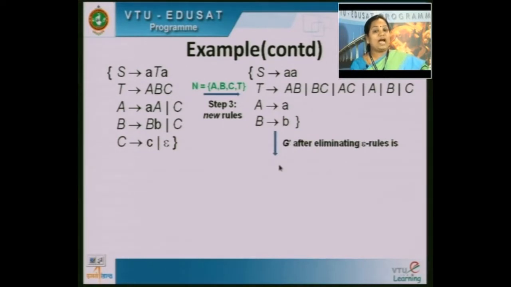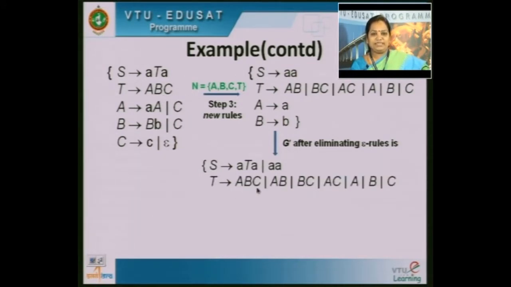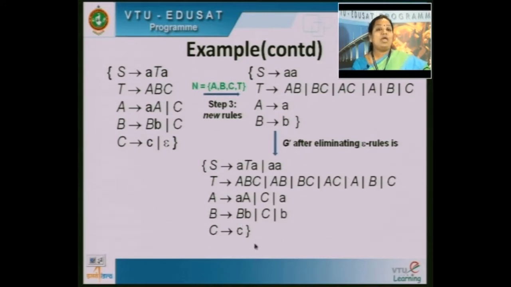The final grammar obtained after eliminating epsilon rules is: S tends to ATA as it is, and the new rule of S is AA. Next, T tends to ABC as it is, plus additional rules AB, BC, AC, A, B and C. Coming to A tends to AAC as it is, the new rule added is A. Next, B tends to BBC as it is, the new rule added is B. Last, C tends to C. C tends to epsilon has been eliminated, and this is the grammar obtained which is free from epsilon productions.